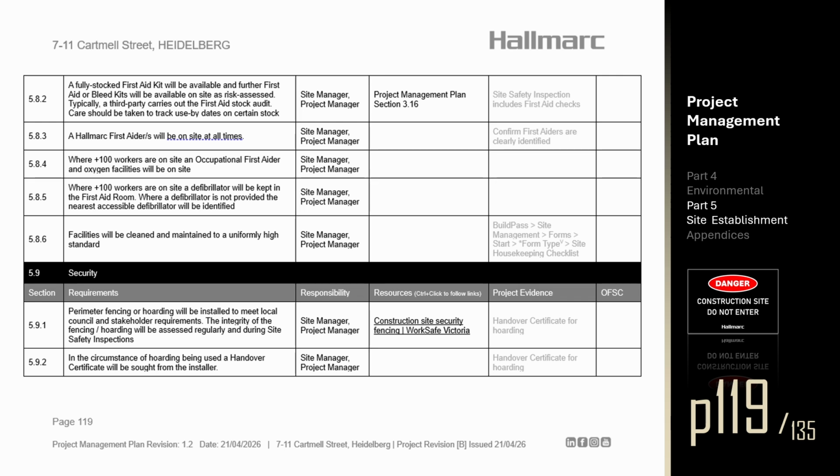Section 5.9. Security. Section 5.9.1. Perimeter fencing, or hoarding, will be installed to meet local council and stakeholder requirements. The integrity of the fencing or hoarding will be assessed regularly and during site safety inspections. Section 5.9.2. In the circumstance of hoarding being used, a handover certificate will be sought from the installer.